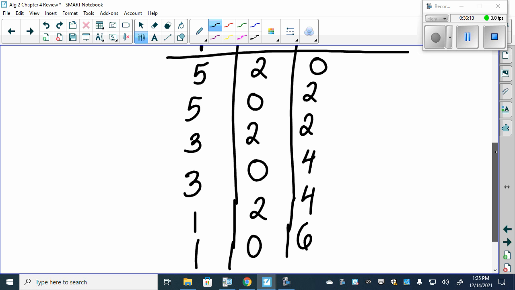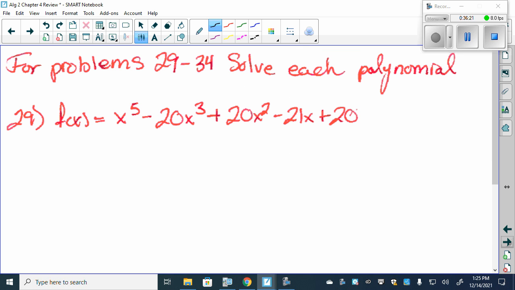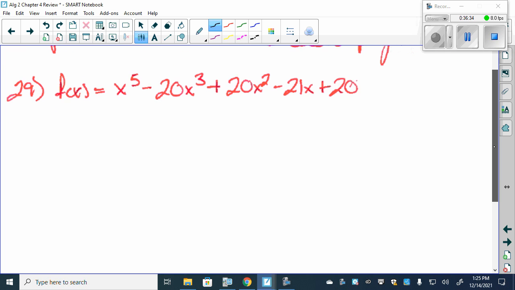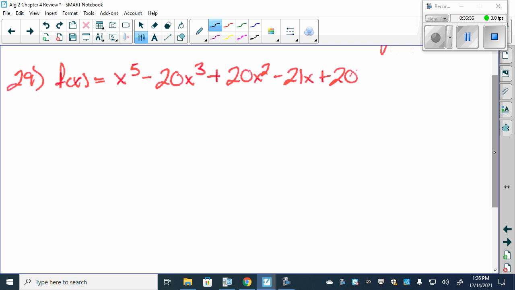Any other questions on this here? All right. Any questions on 29 through 34, or one of those that you want to look at in particular? Okay. So 29 is the one we wanted to look at, yes?